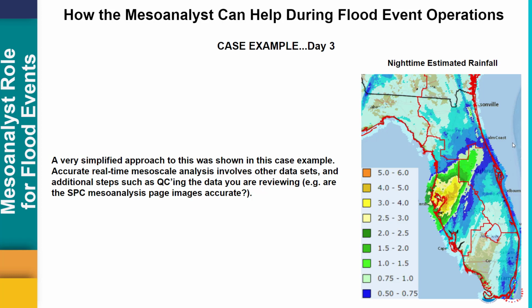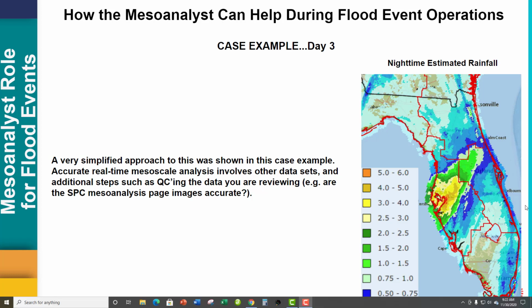Here is the rainfall that we had during the night. Once again, a 3 to 6 inch rainfall event over the Tampa area extending towards the northeast a bit into central Florida, as was suggested by the deep moisture convergence pattern. Now, I just presented to you a simplified approach in this case example. Accurate real-time mesoscale analysis involves other data sets and additional steps such as QCing the data you're reviewing. Are the SPC mesoanalysis page data that I just showed you accurate?